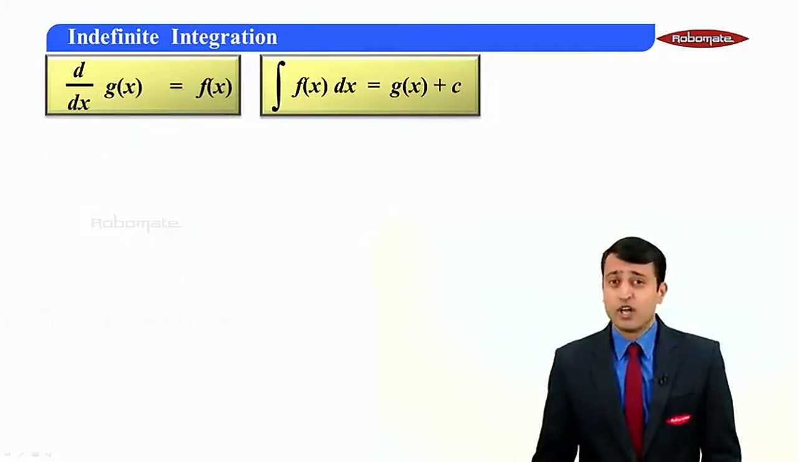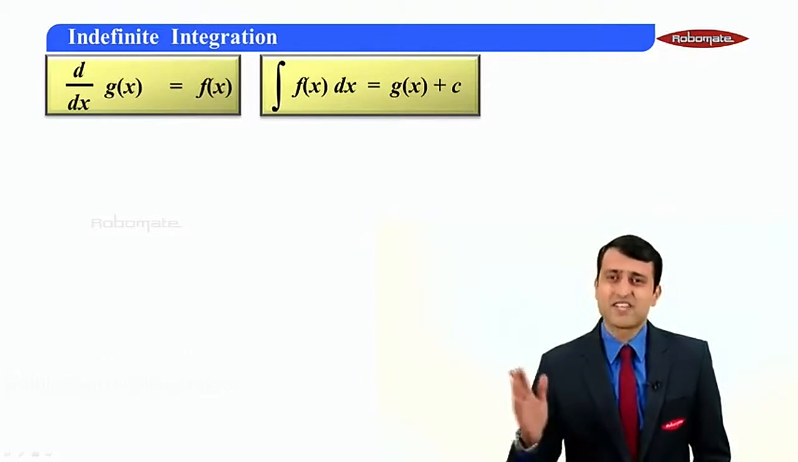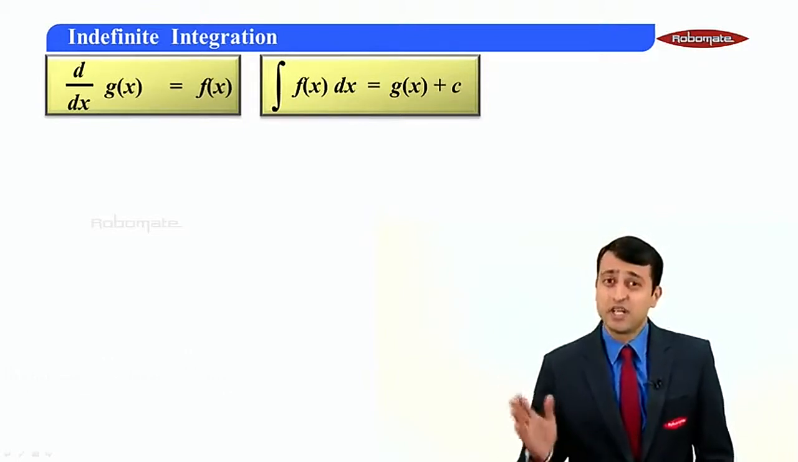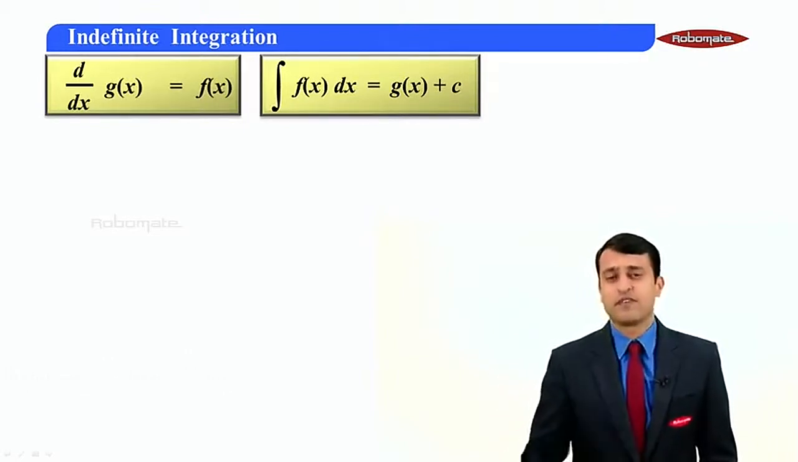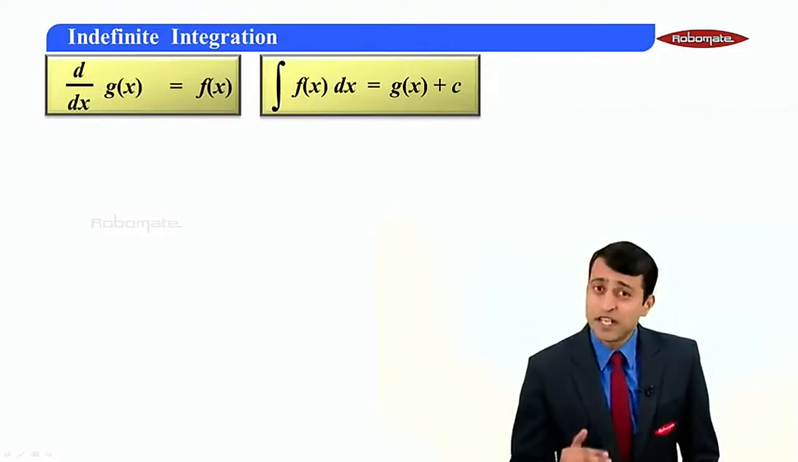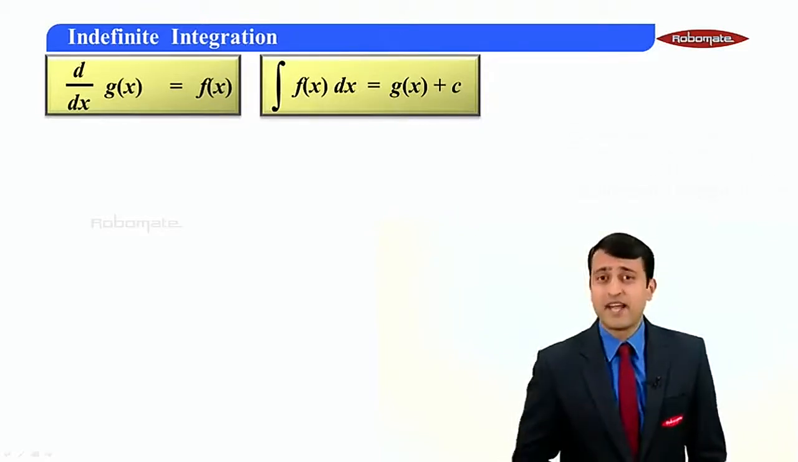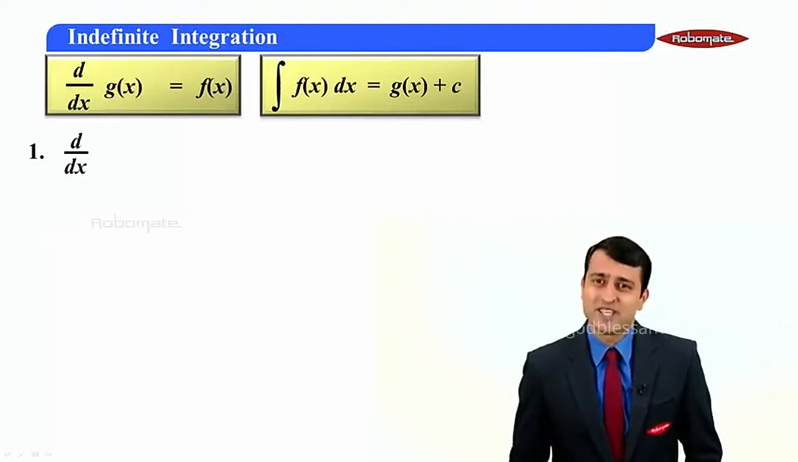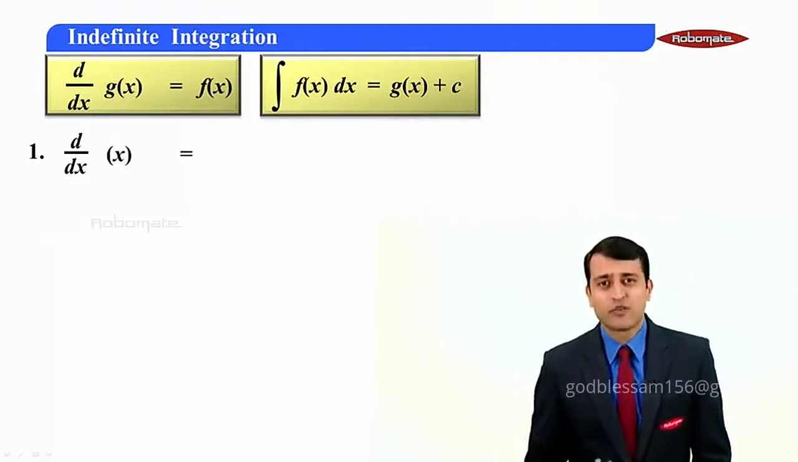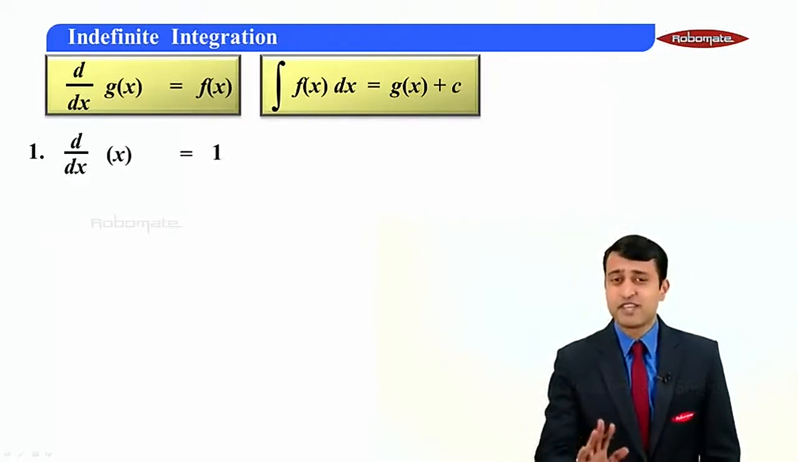We have to recall all the functions which satisfy the first condition, that is d by dx of g of x is equal to f of x. Now the simplest of them which comes to my mind is d by dx of x is equal to 1. This is what I know from derivatives. D by dx of x is equal to 1.